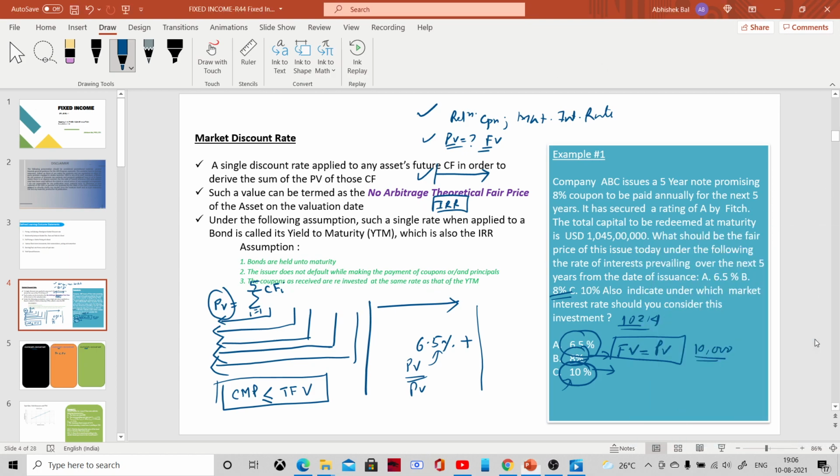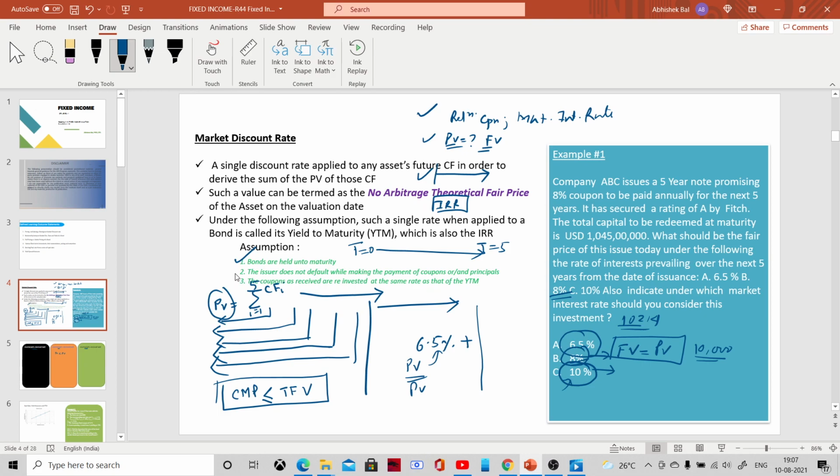Okay. Under the assumption of this constant interest rate prevailing over the tenor of the security, this constant interest rate is called the yield to maturity. And there are three more important assumptions. Number one is bonds are held until maturity. Because we talked about a tenor from t equal to 0, the day the bond was issued in the market, to t equal to 5, the day the bond was retired from the market. So the bond is held until maturity. This is assumption number one.